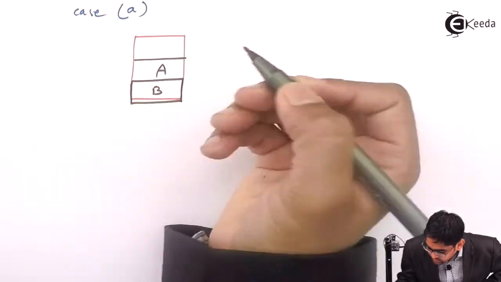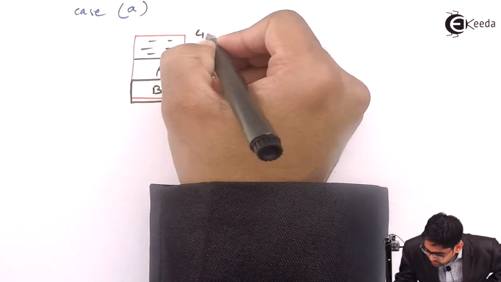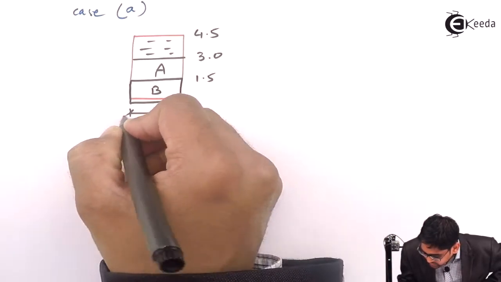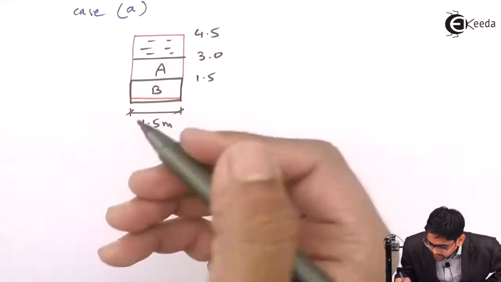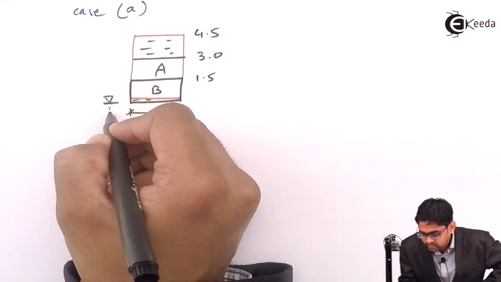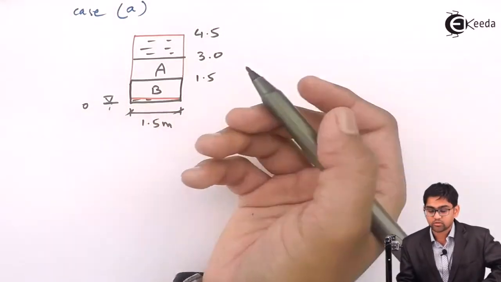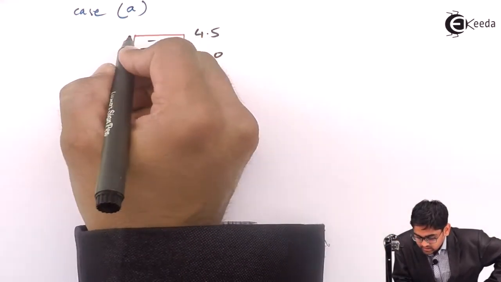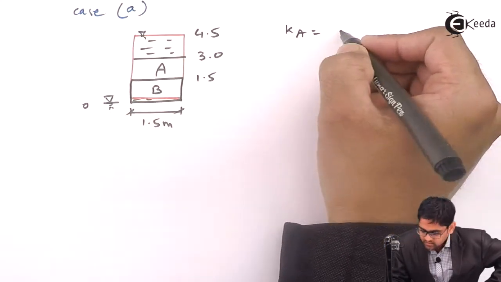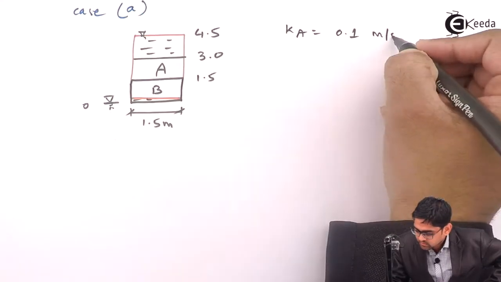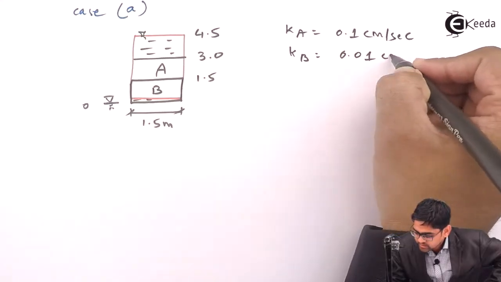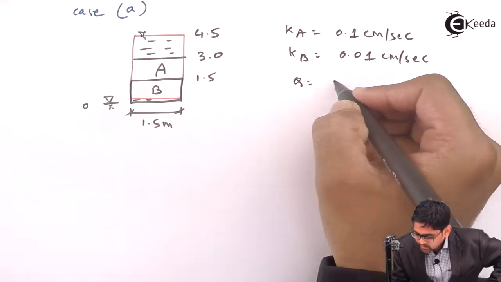So this is soil B and this is soil A, and this is the water level. This is 4.5 meter elevation, 3 meter, 1.5 meter, and the diameter of the tube is given as 1.5 meter. After leaving soil B, the water head will be like this, which has 0 total head. This is the water head at the entry face of soil A, and obviously Ka is given as 0.1 centimeter per second, and the coefficient of permeability for B is given as 0.01 centimeter per second, and they have asked us to calculate the quantity of flow.